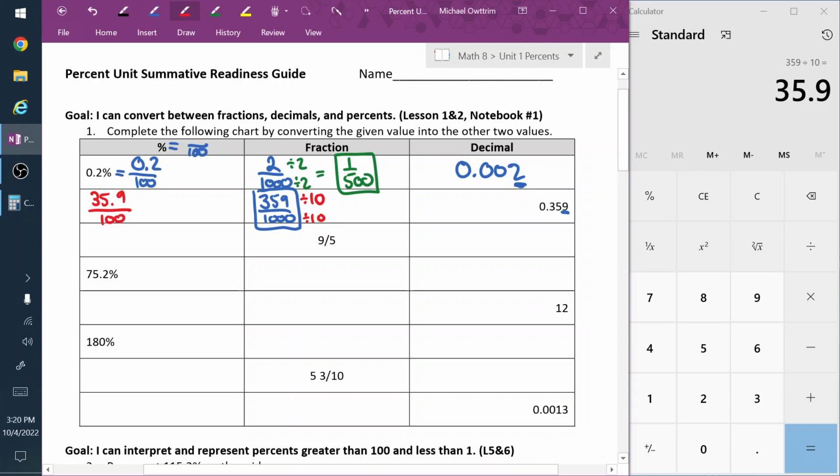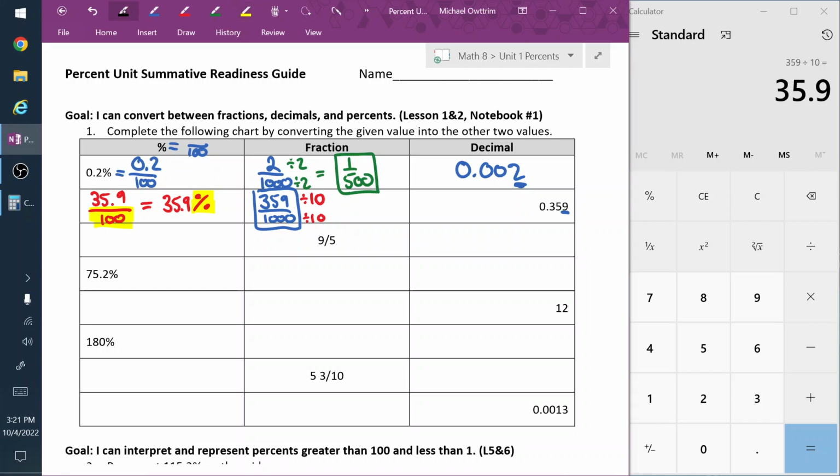Now, since I have 35.9 out of 100, I can replace that out of 100 with my percent symbol, and my number, 35.9, stays the same. So we're just replacing that out of 100 with our percent.